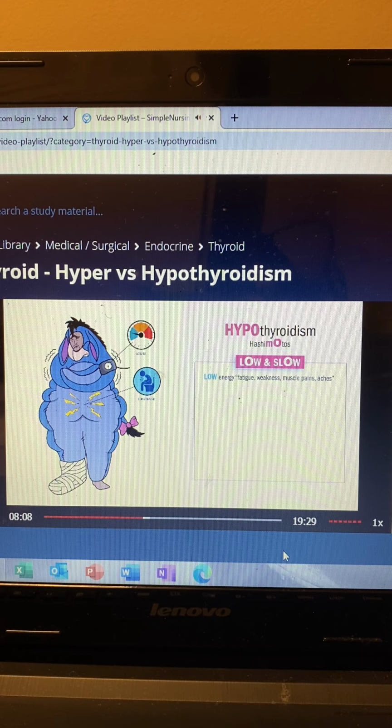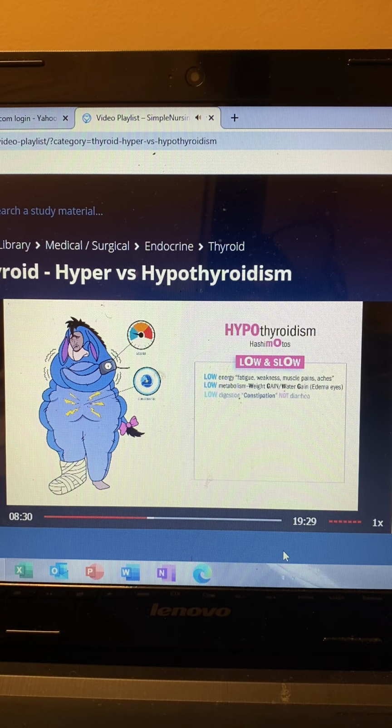We have low energy, known as fatigue, weakness, muscle pains, and aches. Low metabolism, meaning we have weight gain and water gain. There will be edema in the legs and even under the eyes. Now the big key word here is not weight loss. We have low energy, which means low calories burned. So guys, we have weight gain here.